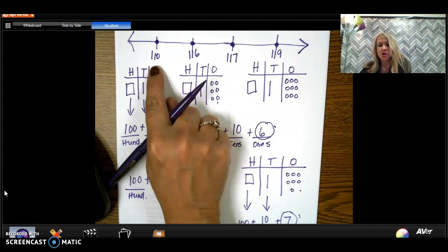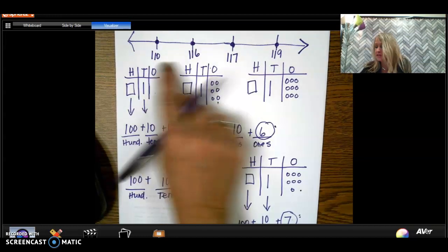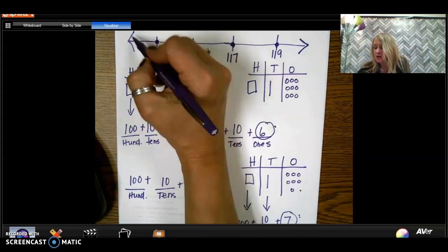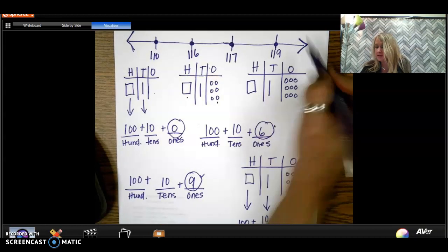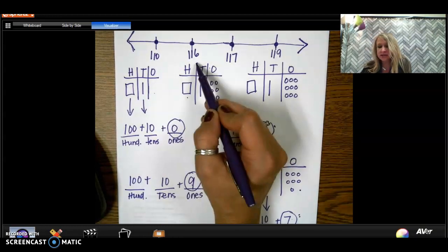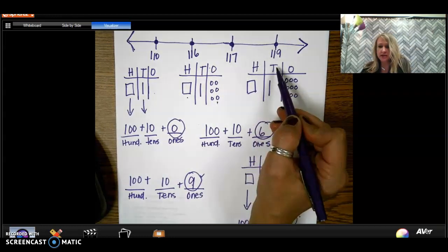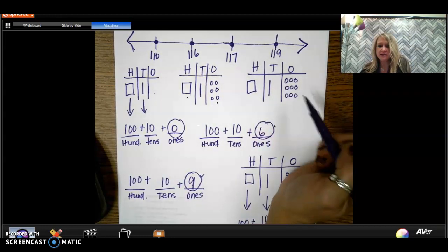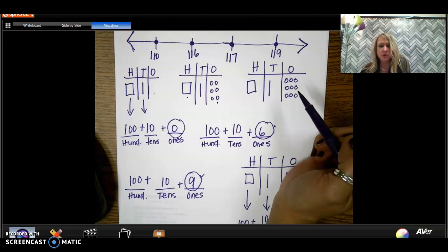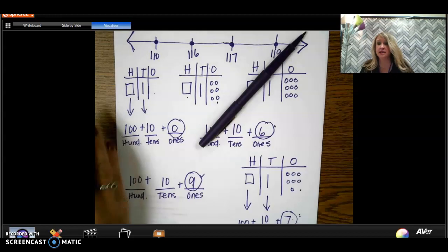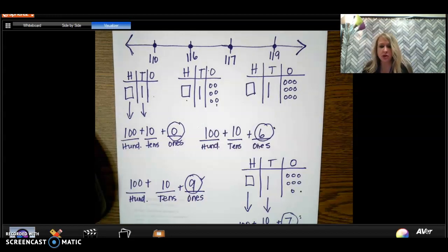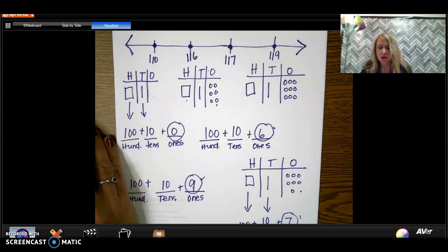Now these numbers are in order from smallest to greatest, or less than to greater than. So we have 110, 116, 117, and 119. That's a lot of work for 4 numbers, but we want to know exactly where they go so that we don't miss a spot. All right, so do you want to try one more? Let's try some harder numbers. Ready? Okay.